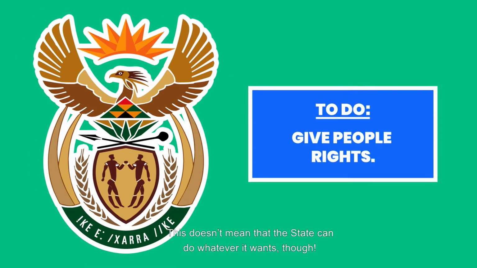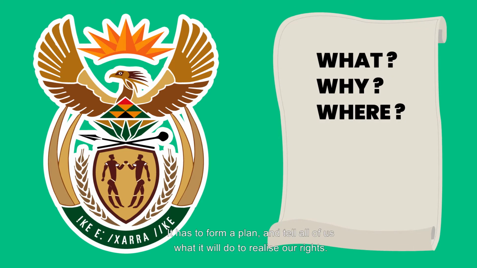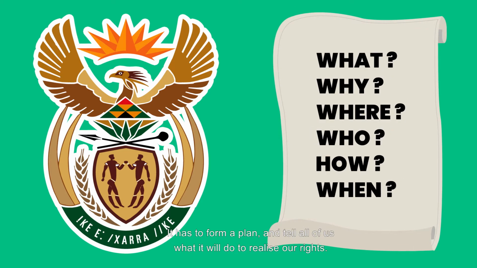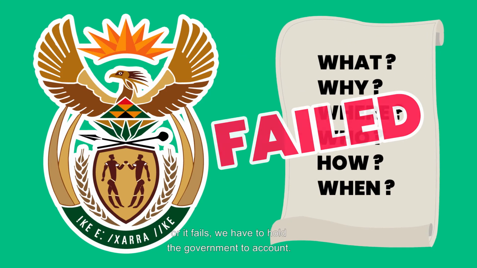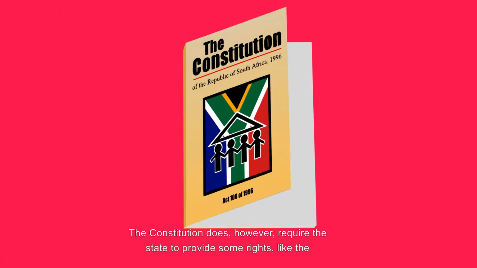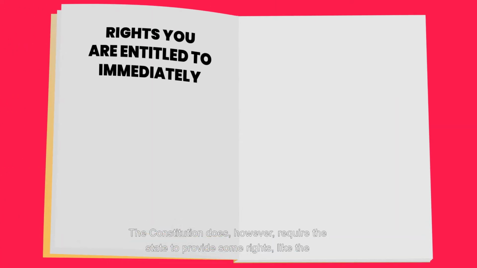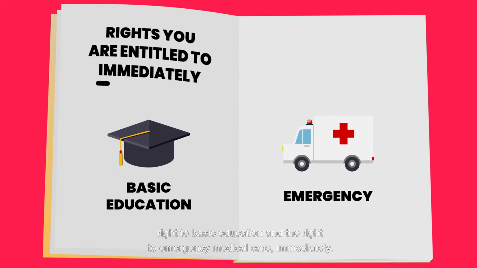This doesn't mean the state can do whatever it wants though. It has to form a plan and tell all of us what it will do to realize our rights. And if the state's plan isn't good enough, or it fails, we have to hold the government to account. The Constitution does, however, require the state to provide some rights, like the right to basic education and the right to emergency medical care immediately.